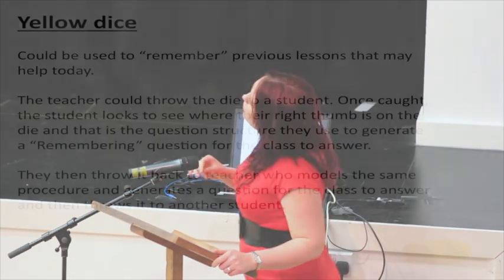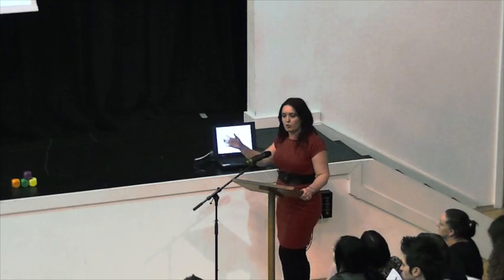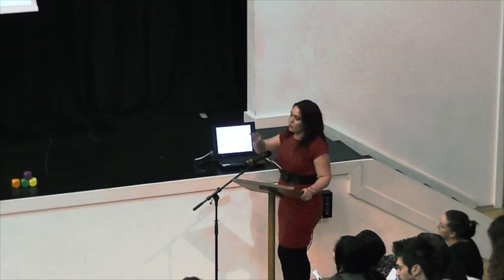So as I've said, yellow dice, use it right at the start of a lesson to think about what they've already learned. Literally, throw it into the class, get a student to catch it. Wherever their thumb lands, that's the question that they have to answer. Or they can ask their friends a question based on what it says. And then just keep passing it around.